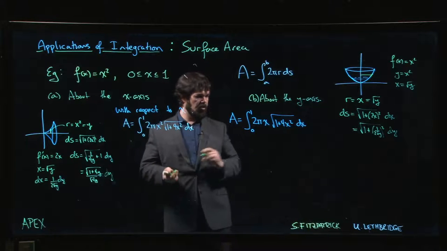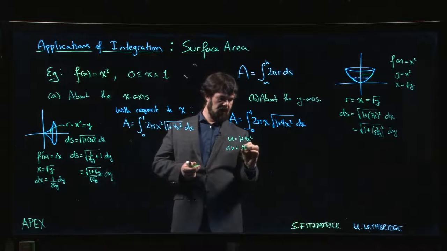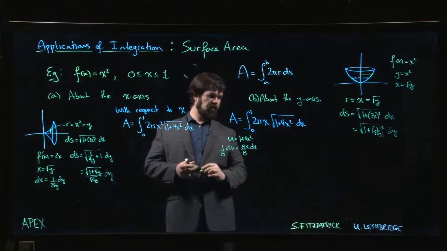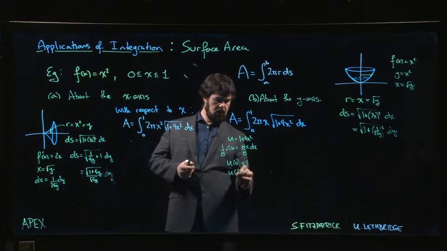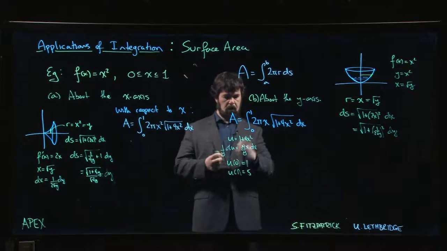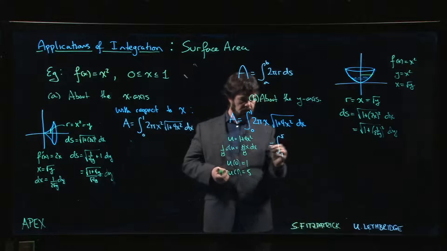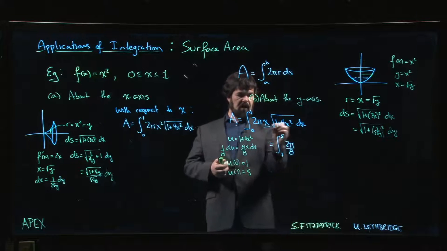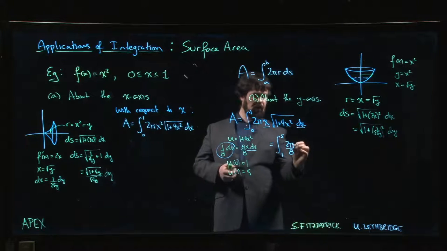With this particular integral here, we can just let u equal to 1 plus 4x squared. So du will be 8x dx, right? 1 over 8 du gives us x dx. When x is equal to 0, u is equal to 1. When x is equal to 1, u is equal to 5. Okay? So this is going to become the integral from 1 to 5 of 2 pi over 8. Right, remember this x and the dx, x dx, it's going to give me the 1 over 8 times du, right? And then this just becomes root u.